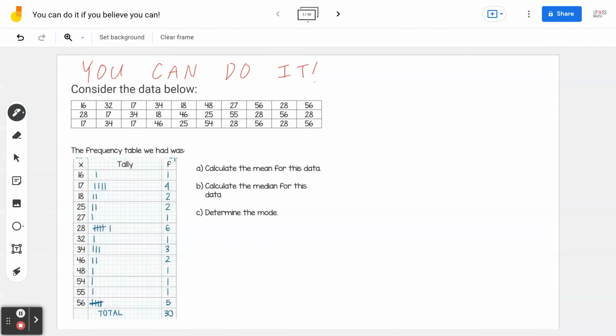Hi everyone. Let's take a look at the following data management example. Consider the data below. Part A, calculate the mean for this data.